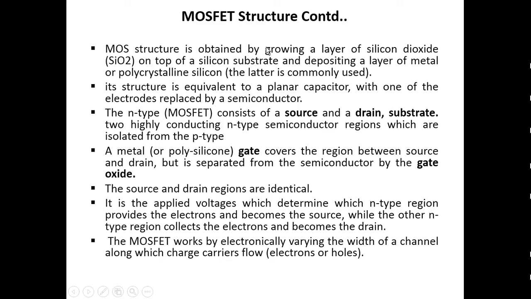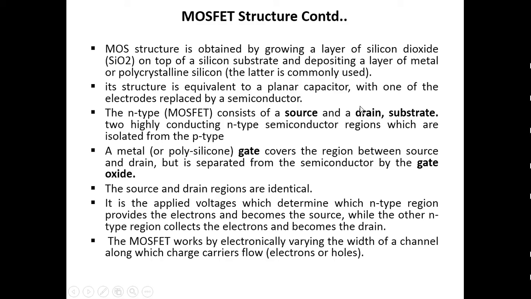The MOS structure is obtained by growing a layer of silicon dioxide, that is SiO2, on top of a silicon substrate and depositing a layer of metal or polycrystalline silicon. Usually this polycrystalline silicon is used for the purpose of growing this particular silicon dioxide layer over the silicon substrate. Its structure is equal to a planar capacitor.